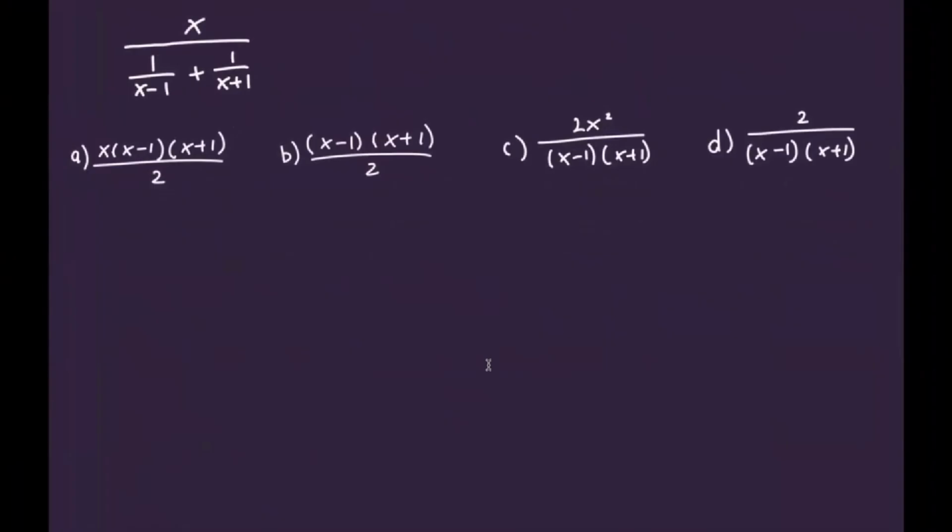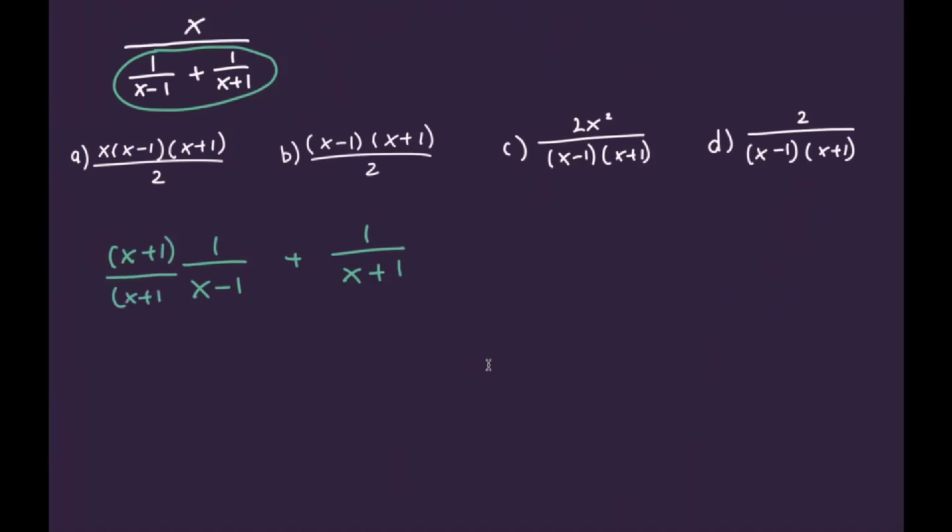Let's do this one together. So first, let's get common denominator of the denominator. 1 over x minus 1 plus 1 over x plus 1. Multiply both sides by the other denominator, x plus 1, x plus 1, x minus 1, x minus 1. And you will get x plus 1 plus x minus 1 over the product of the denominators.